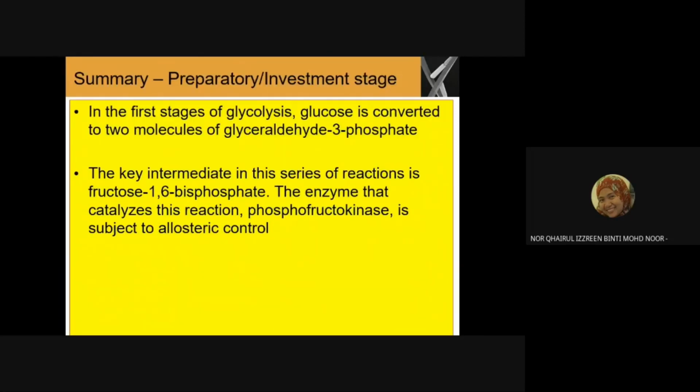For the first stage of glycolysis, glucose is converted to 2 molecules of glyceraldehyde 3-phosphate. The key intermediate in this series of reactions is fructose 1,6-bisphosphate. The enzyme that catalyzes this reaction is phosphofructokinase, which is subject to allosteric control. So this is the first stage, which is the investment stage.